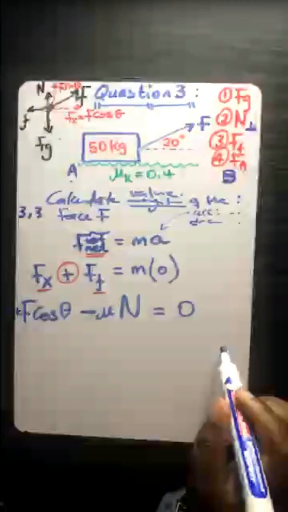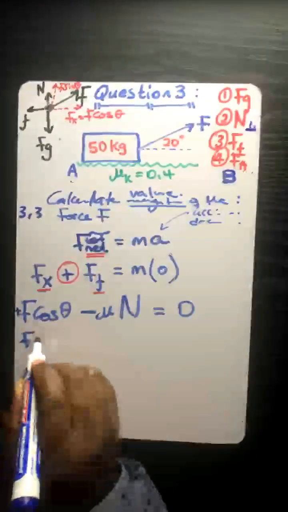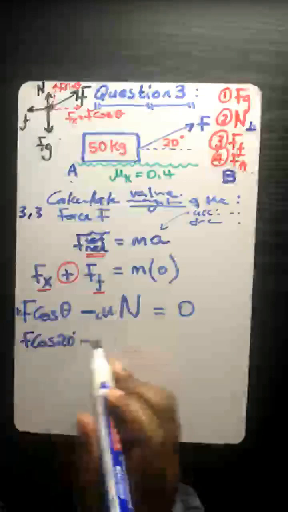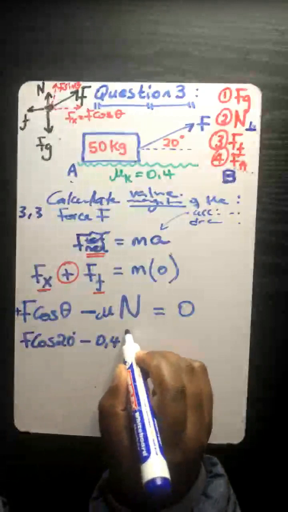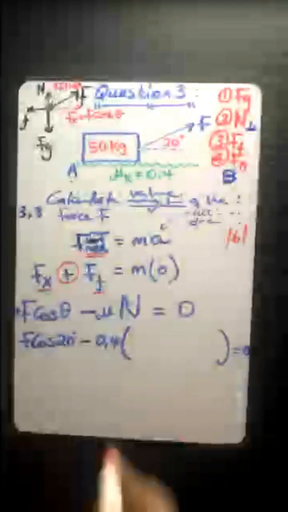Okay. So now let's try to continue. We do know that we have F, which is what we're looking for, cos of the angle, which is 20 degrees, minus. Do we know what mu is? I'm not sure if we know what mu is, but I think we do know. It's 0.4. So here now we have a problem. This question is allocated 6 marks, honorable members. It won't just be an easy question.